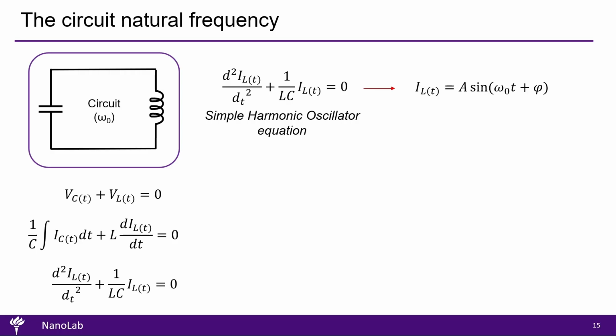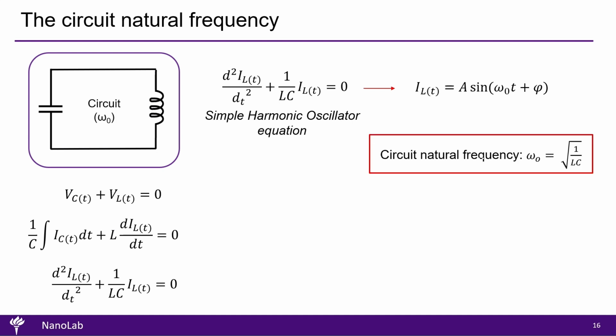The general solution to this equation is given by this sine wave, where A is the amplitude, phi is the phase, and omega 0 is its frequency, which is known as the natural frequency of the circuit, because there's no external active force driving these oscillations. From the simple harmonic oscillator equation, we obtain that this natural frequency is equal to 1 over the square root of LC, which means that this frequency is determined by the L and C values independently of the energy in the capacitor or the inductor.